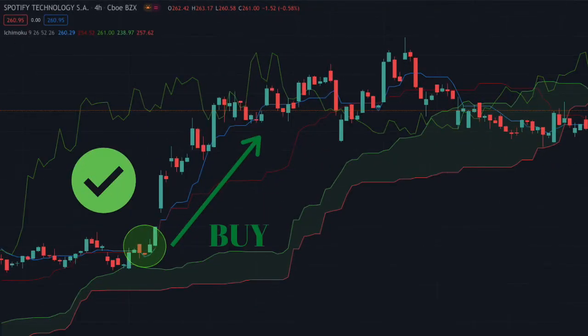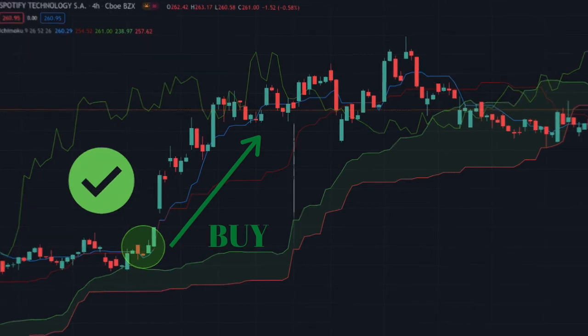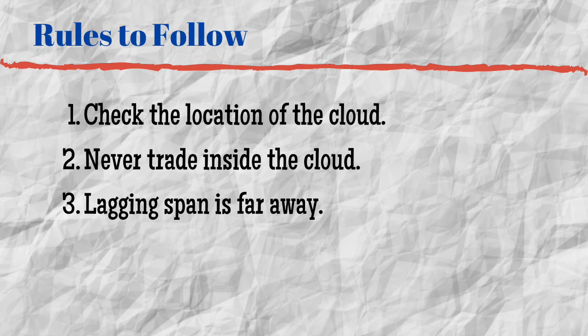If you are an experienced trader who can identify the trend easily, you can remove the lagging span since you don't need it. But if you are new to the Ichimoku Cloud, I recommend using it until you get comfortable.